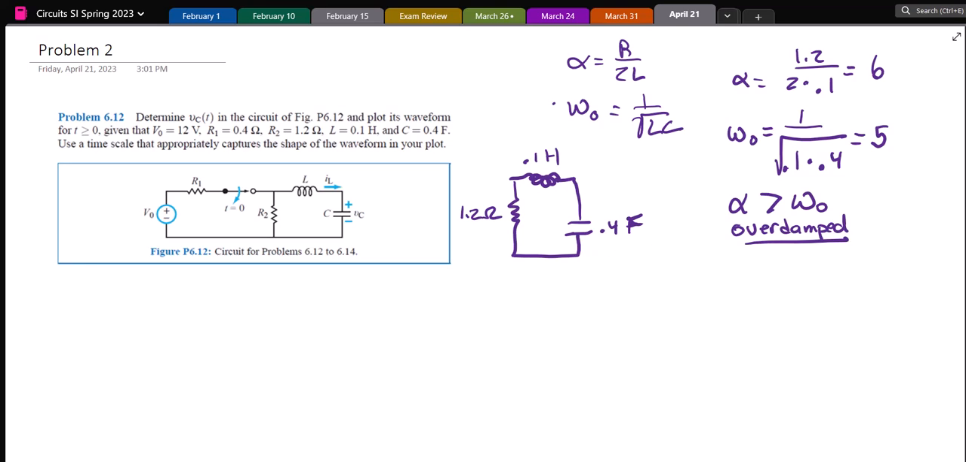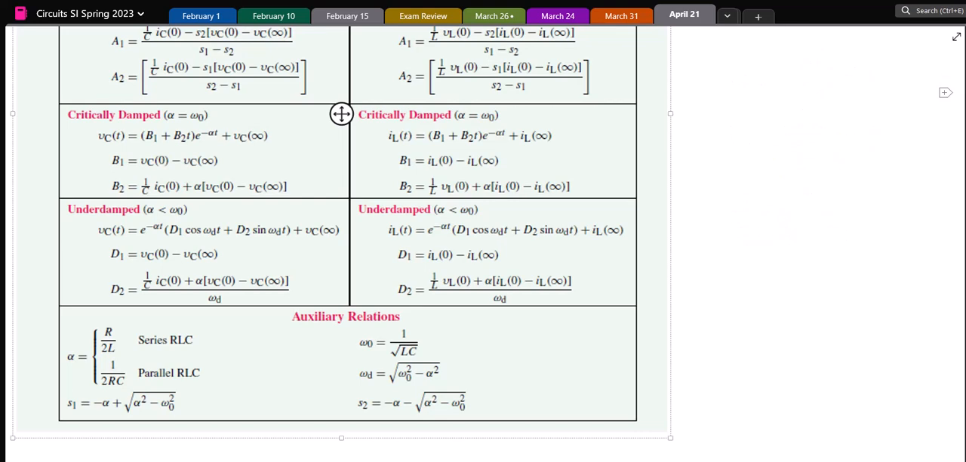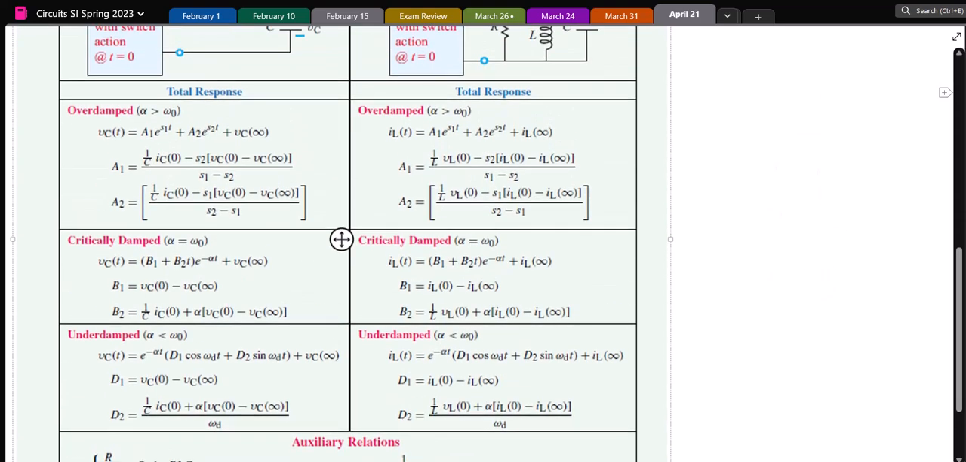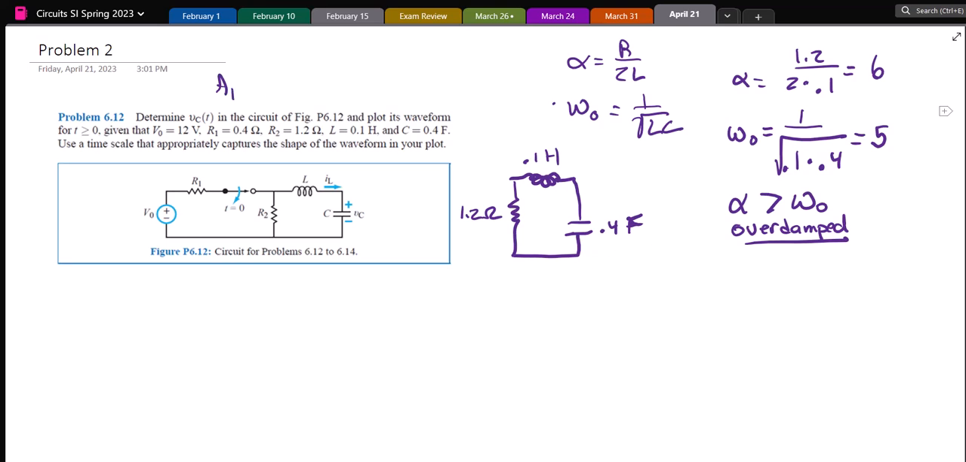So we'll go and look at our solutions, and for a series overdamped, if we look at our solution here, our solution is A1 e to the S1 t plus A2 e to the S2 t, plus VC at infinity, and that is what VC of t is.